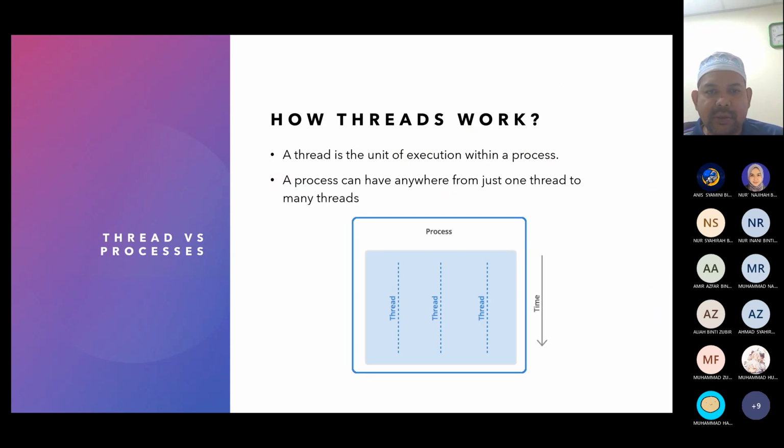So how thread works? So a thread is a unit of execution within a process. A process can have anywhere from just one thread to many threads. Alright. Okay, dalam satu proses ada banyak thread dalam satu masa dia boleh execute.